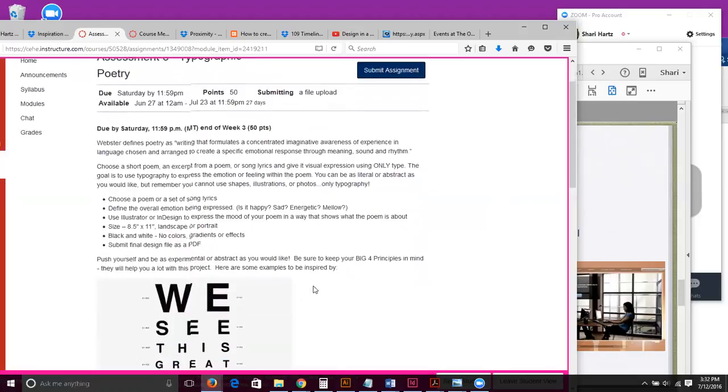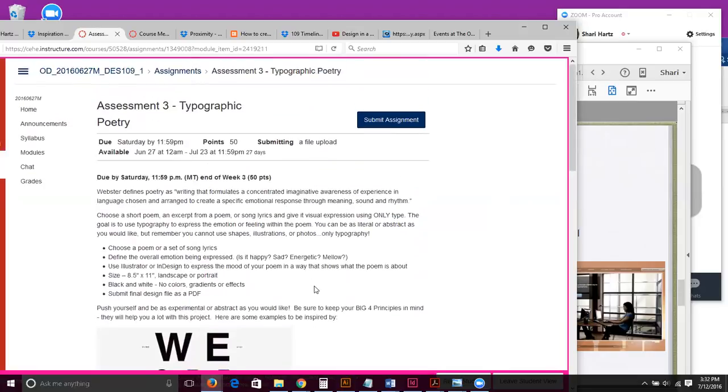All right, so the next one that we're going to do for the assessment is the poem. She gave me some examples of these, and I'll show you some of these, and plus there's some more in the Dropbox that she gave me to show you guys. So in our case, we're going to take a poem, and we're going to interpret the poem with typography, and we're going to get creative about how we do it.